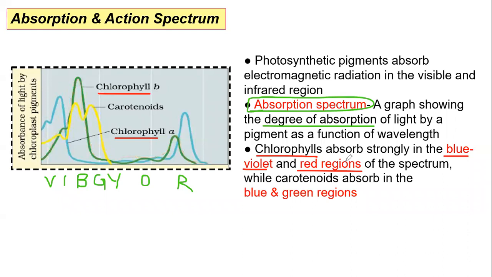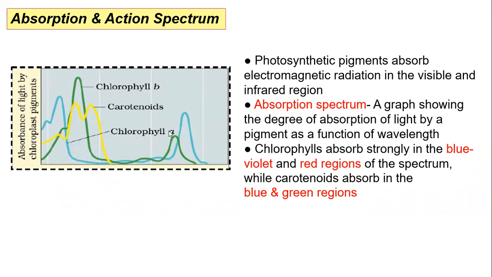Okay, strong absorption. Whereas when you come to the carotenoid pigments, you'll see that they absorb light mainly in the blue-green region. Carotenoids, depicted by the yellow line, show maximum absorption in the blue-green region. Okay, so that is the absorption spectrum.